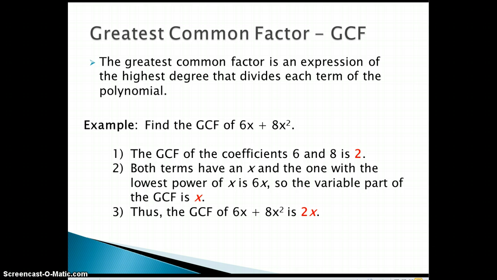Then we put those two together with multiplication to get our GCF, and so the GCF of 6x plus 8x squared is 2x. And this is the expression of the highest degree that divides each of the terms of the polynomial evenly.